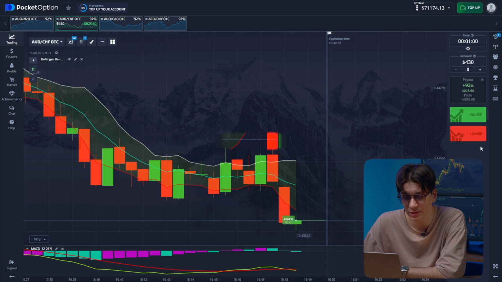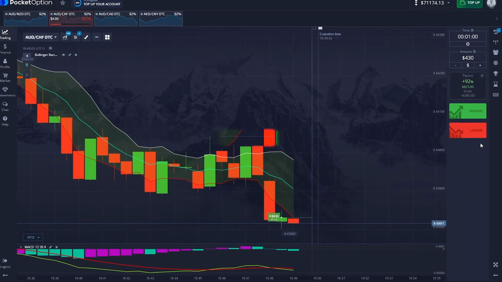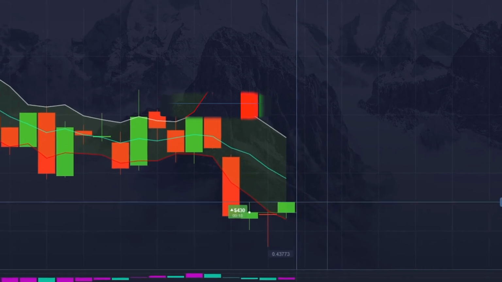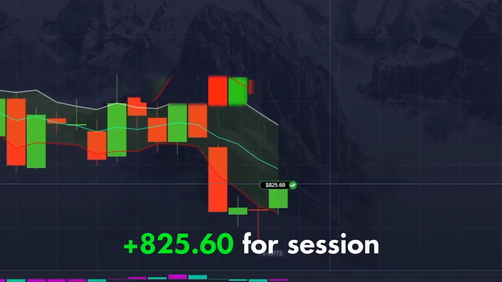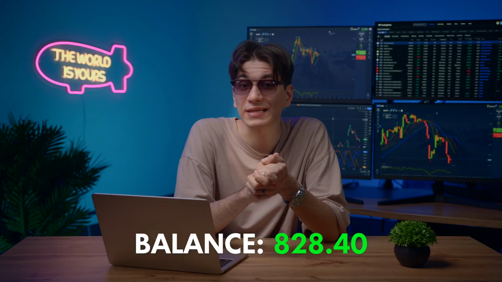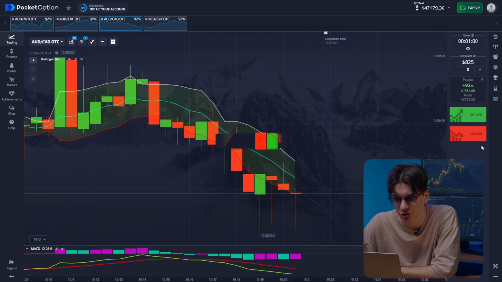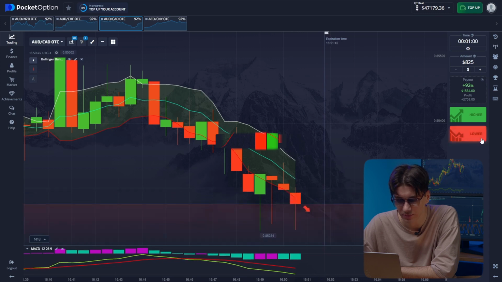Bearish moves draw the price down, but it broke below the lower Bollinger Bands. It's likely this is the last downward move before the bulls take over. Picking the right direction let me increase my deposit again. Now I have 825. Next, back to the Aussie-Canadian pair. Changing the amount, going short this time.